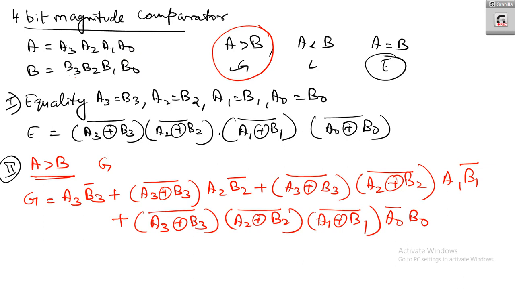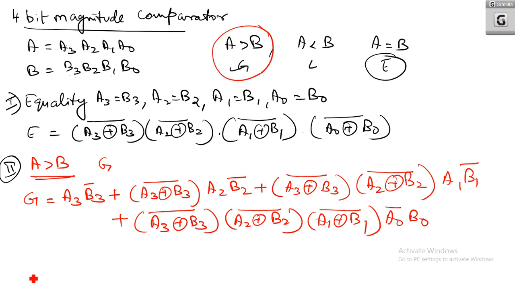So if any one of these four conditions is satisfied, that means A3 B3 bar, when A3 is equal to 1 and B3 is equal to 0, obviously you can say that A is greater than B. Second case, if A3 is equal to B3, obviously A2 should be equal to 1 and B2 should be equal to 0. Third case, A3 and B3 are same, A2 and B2 are same, obviously you can go for checking A1 and B1. In that case, A1 should be equal to 1 and B1 should be equal to 0. Next case, A3 is equal to B3, A2 is equal to B2, A1 is equal to B1, obviously A0 should be equal to 1 and B0 should be equal to 0.